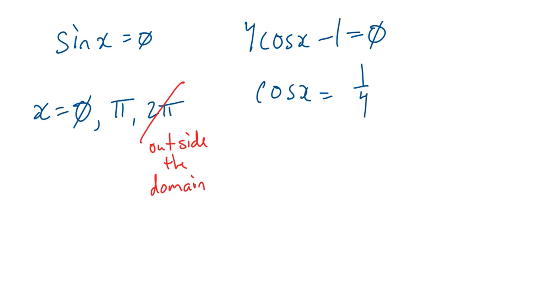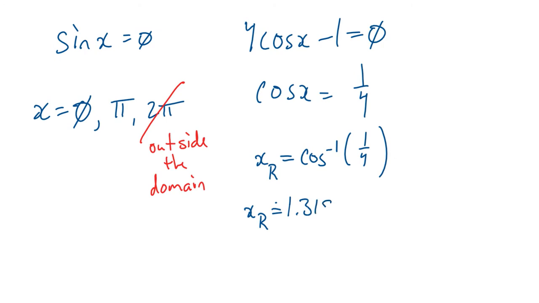For the next one, 1 over 4 is not an angle that's in the special triangles. So I am going to find x related by doing inverse cos of 1 over 4, which gives me, and I'm punching this into my calculator, approximately 1.3181. Okay, that's my related angle.